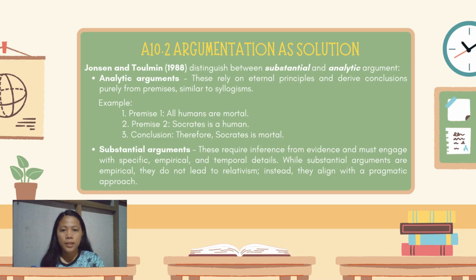Johnson and Tolman 1988 distinguish between substantial and analytic argument. Analytic arguments rely on internal principles and derive conclusions purely from premises, similar to syllogisms. Example: premise 1, all humans are mortal. Premise 2, Socrates is a human. The conclusion: therefore, Socrates is mortal.